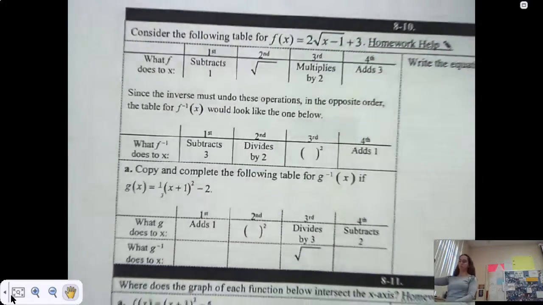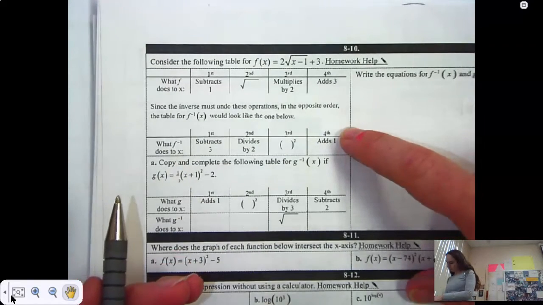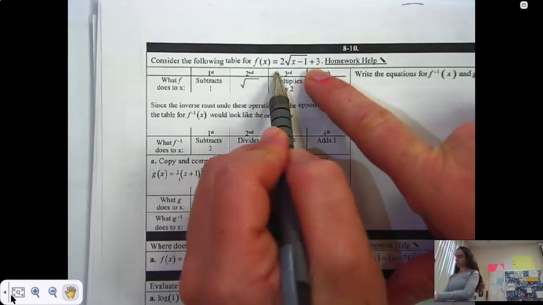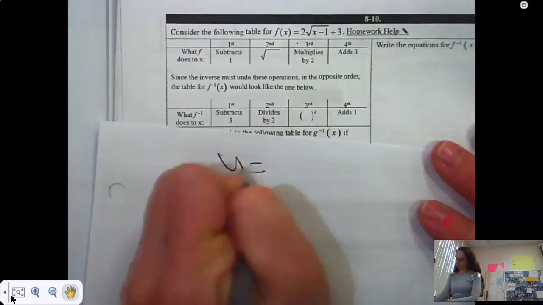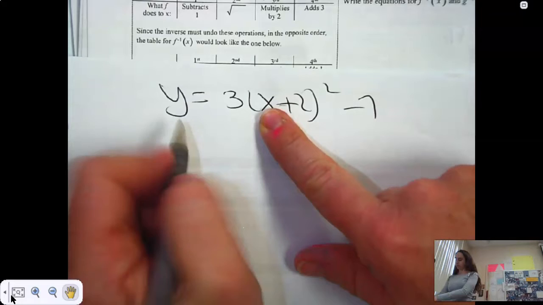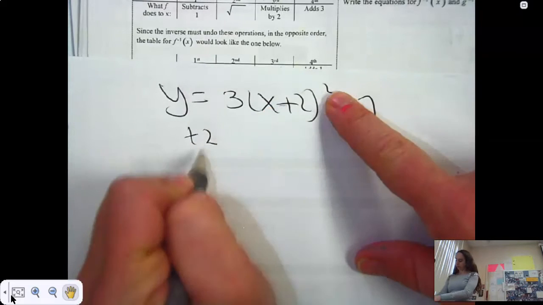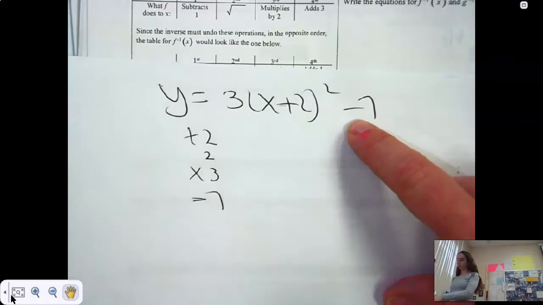All right, the second page of homework. This is doing inverse. So let me remind you about inverse because it's been a few months. Okay? I will do this one. So actually, let me do a different one. So if I gave you y equals 3x plus 2 squared minus 7, the first thing that's happening to the x is you're adding 2, then you're squaring it, then you're multiplying by 3, and you're subtracting 7.